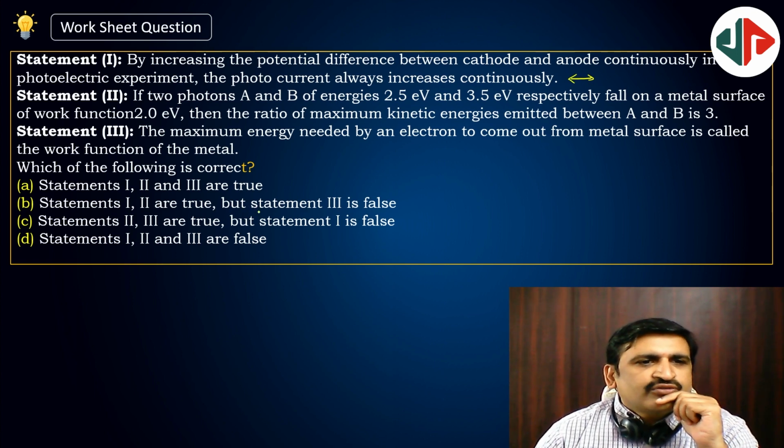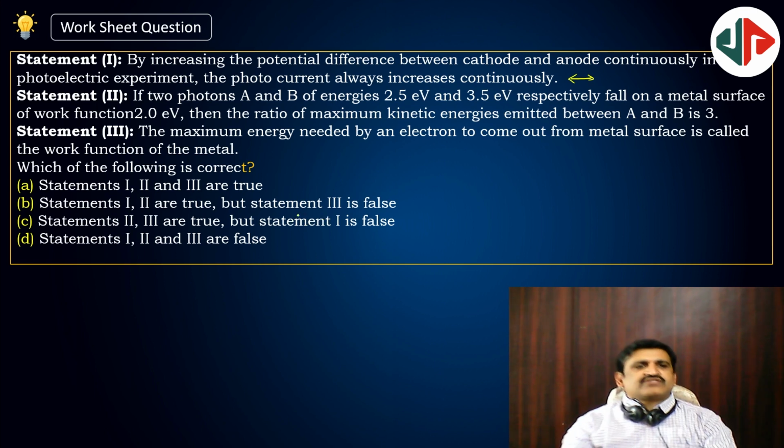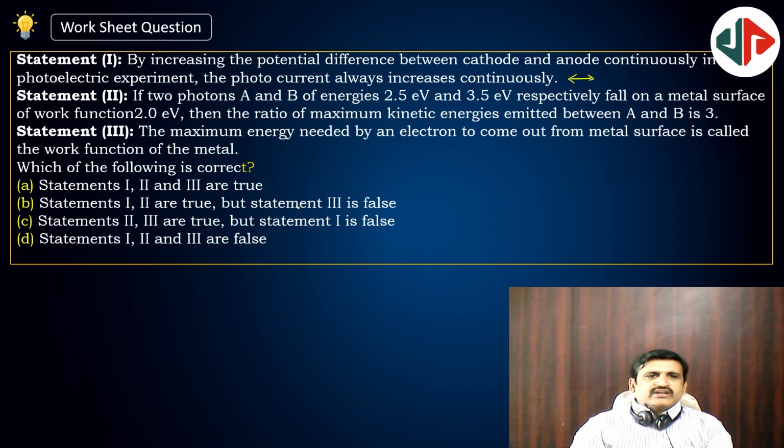Next, if two photons A and B of energies 2.5 electron volts and 3.5 electron volts respectively fall on a metal surface of work function 2, both will emit electrons. Then the ratio of maximum kinetic energy emitted between A and B is 3. Okay, ratio of maximum kinetic energies. For the second statement we will check.